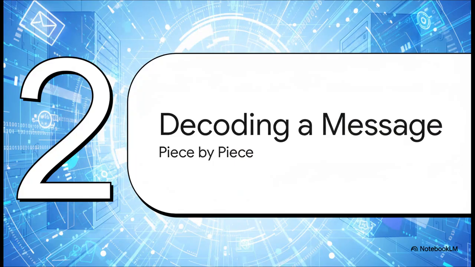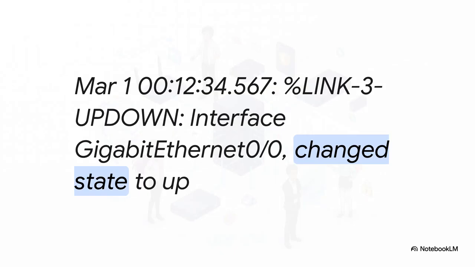Okay, so to understand the big picture, we've got to zoom in and look at the tiny details first. Let's grab just one of these messages and decode it piece by piece. Now, it might look like a bunch of gibberish at first, but I promise every single part has a very specific and important meaning. So here is a super classic example of a Syslog message. This one from a Cisco device.